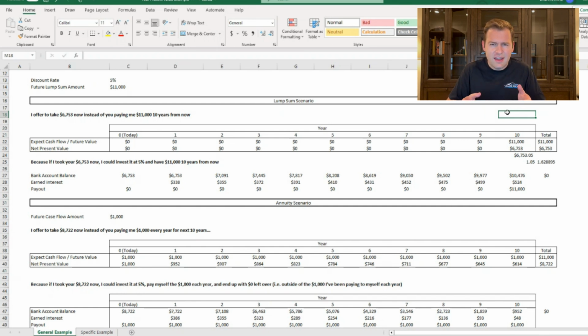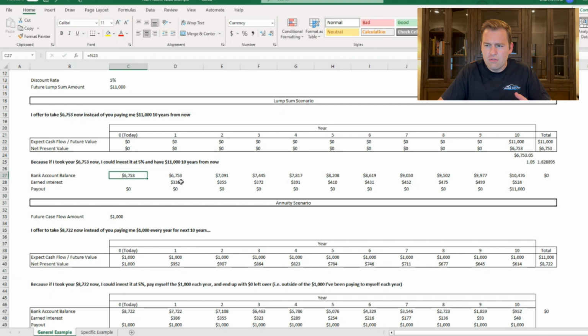Well, why is that? Let's look at the alternative. What if you had that $6,753 today? How does that become worth $11,000 10 years from now? Well, if you had that exact amount we calculated, the $6,753, and you invested that today, put it in the bank, you would earn at 5% interest. We're using that as our discount rate.